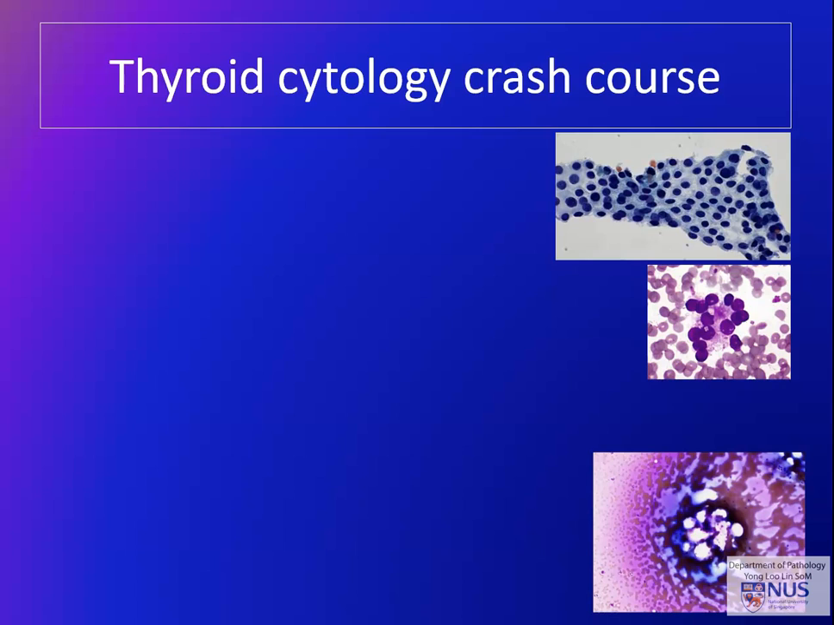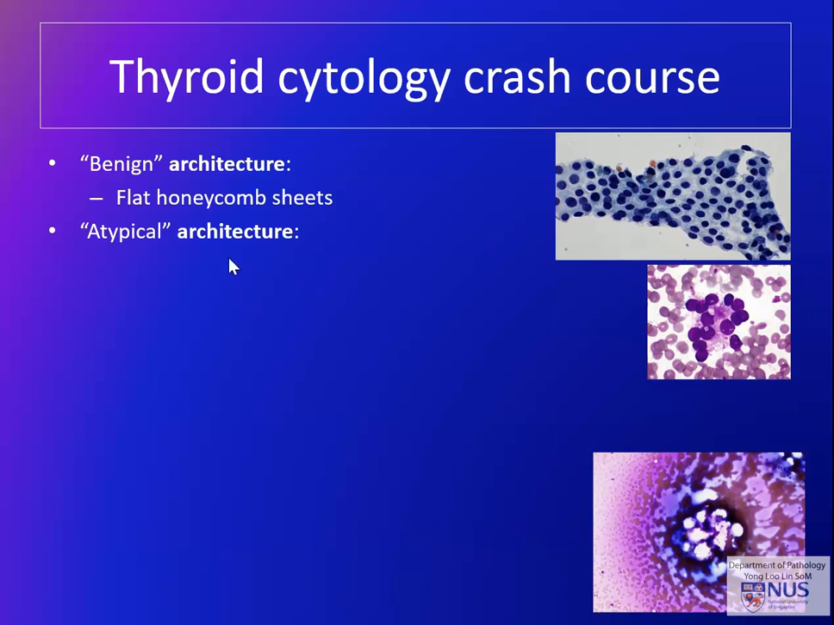Now, I want to show you very, very quickly a little bit on thyroid cytomorphology, a little crash course, what makes a pathologist worried and what reassures a pathologist. So we'll look at architecture. So benign architecture typically is seen in the form of flat honeycomb sheets, such as you see here, where the nuclei are very evenly spaced out. These likely come from macrofollicular structures.